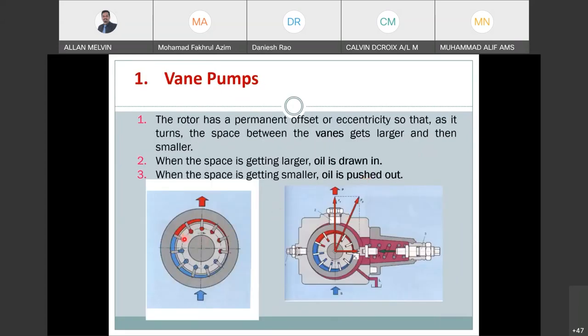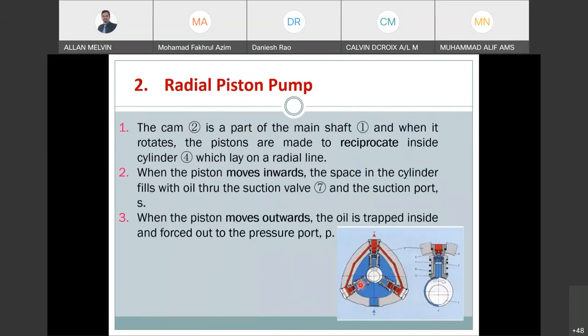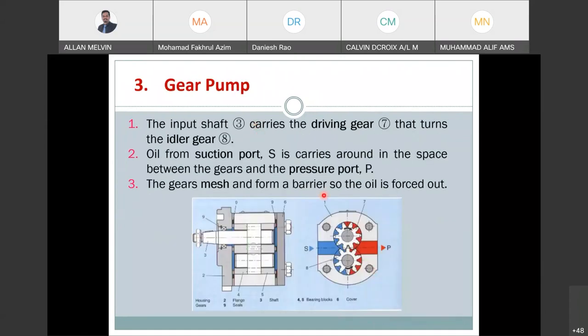See the vane pump, it has a space because of the vanes, and the radial pump also because of the piston. The movement of the piston will create more space inside, and the gear pump also has some space that can be utilized. So all these pumps are using the extra space theory in order to create pressure. All right, sir, I think I get it. Okay. Any other question?